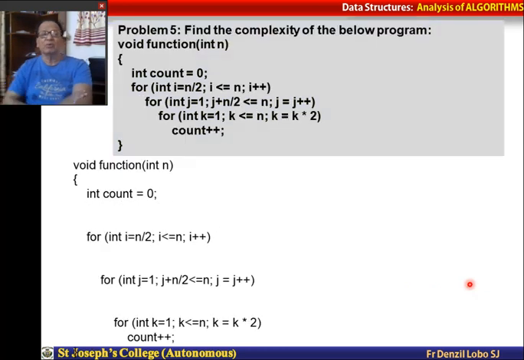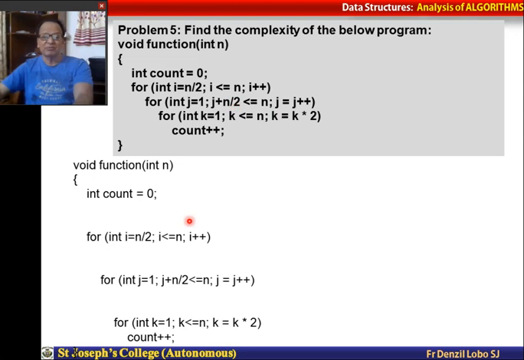With that, we come to problem number 5. Find the complexity of the function here. Again, you check here. It is from n by 2 to n. So here it is j is equal to 1, j plus, n by 2 to n, again n by 2. So here it is 1 to n, but it jumps by 2. Therefore, it is going to be log n.